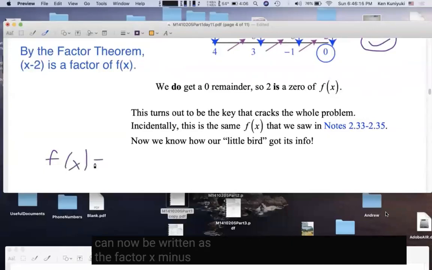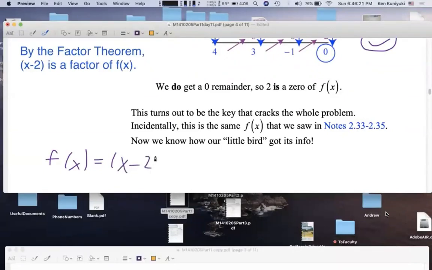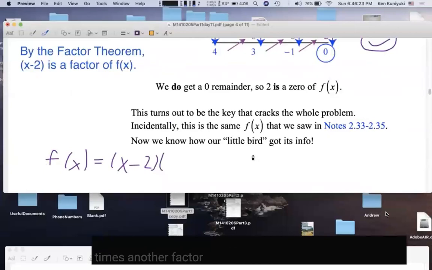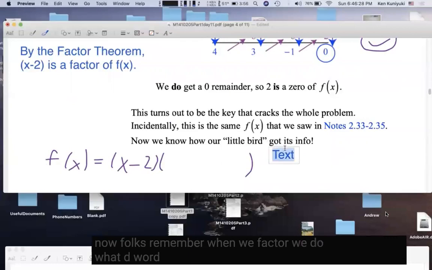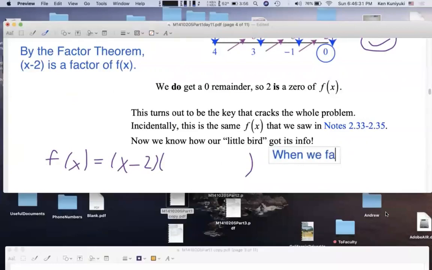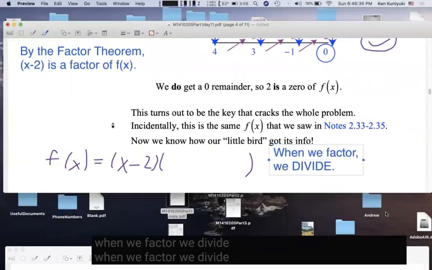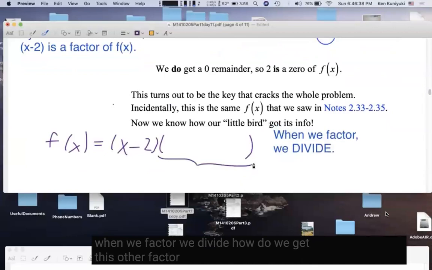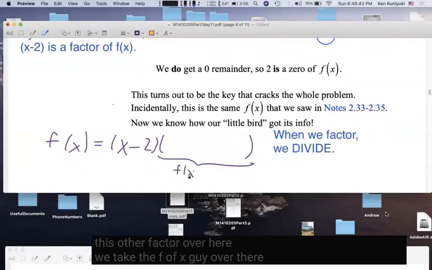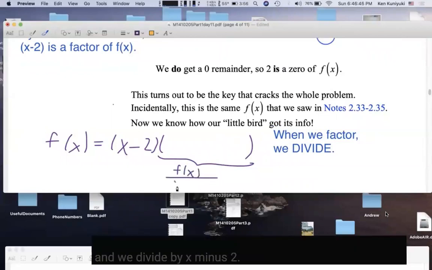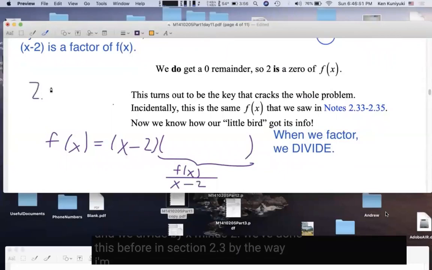the factor x minus 2 times another factor. Now, folks, remember, when we factor, we do what D word? We factor, we divide. When we factor, we divide. How do we get this other factor over here? We take the f of x guy over there, and we divide by x minus 2. We've done this before in section 2.3, by the way. I'm reviewing.